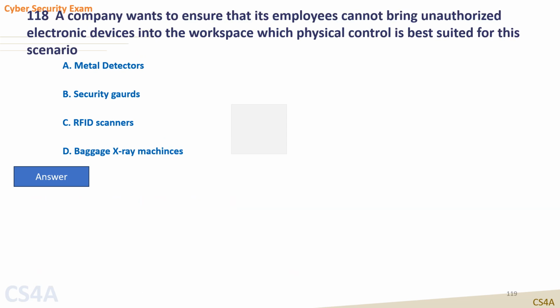Here the question is, a company wants to ensure that its employees cannot bring unauthorized electronic devices into the workplace. Which physical control is best suited for this scenario? So here the keyword is best suited. So metal detector, security guard, RFID scanner, and baggage X-ray machine. Of the four, metal detector is the best option, which can detect electronic devices entering the office premises.